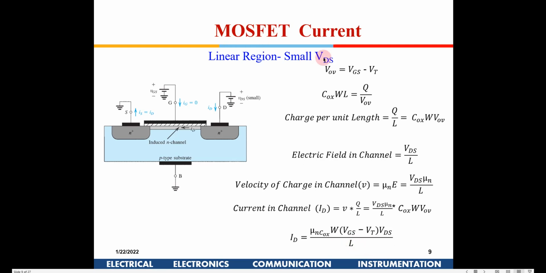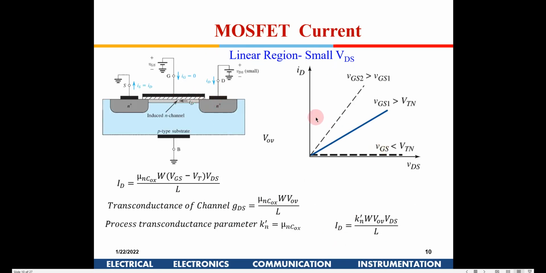This is for a small VDS. If I plot VDS versus ID for small VDS, it is linear. ID and VDS are connected linearly here. This is only for small VDS; the situation changes when I make VDS slightly larger. The slope will be given by VGS minus VT here. So you can use this as a variable resistance also, for small VDS. If you require, you can modulate this gate voltage and use it as a variable resistance.